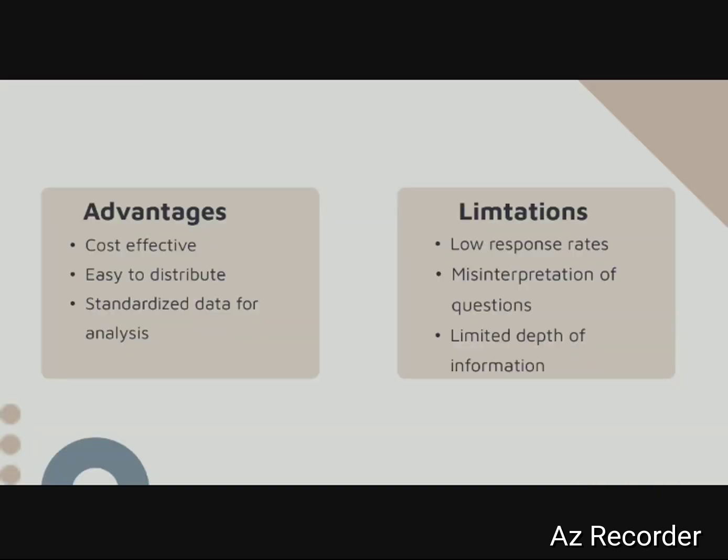Now, let's look at the strengths and weaknesses of questionnaires. On the positive side, questionnaires are cost effective. You can distribute them to hundreds or thousands of people with minimal expense. They are also easy to distribute and provide standardized data, making analysis easier. However, questionnaires also have limitations. Response rates can be low, especially online. Respondents may misinterpret the questions without the researcher present to clarify, and they often lack the depth you can get from interviews. Knowing these strengths and weaknesses helps you to plan better.